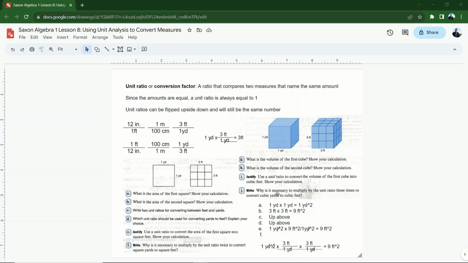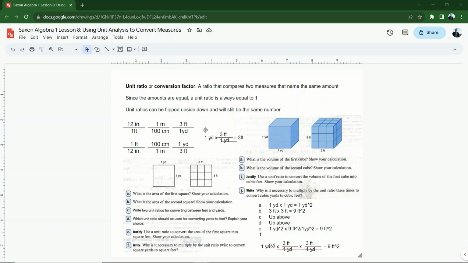Or what I could do is just multiply 3 times. So it would be the same as down here, except yards would be cubed, and I'd have to multiply by 3 feet per yard times 3 feet per yard times 3 feet per yard to get rid of that extra yard, and I'd be left with 27 feet cubed.